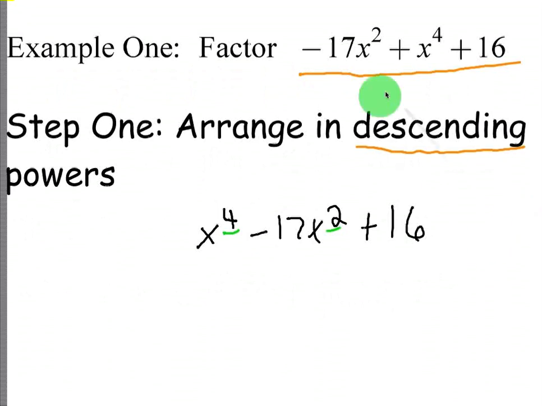All right. So first example, we have negative 17x squared plus x to the 4th plus 16. Most of the time you don't have to order them. In fact, on the worksheet, it's already ordered for you. But just make sure that the highest power comes first, in this case x to the 4th, then the next highest power, and then you should have just a number at the end. In this case, it's 16. So it's x to the 4th minus 17x squared plus 16. Any questions about ordering from highest to least?